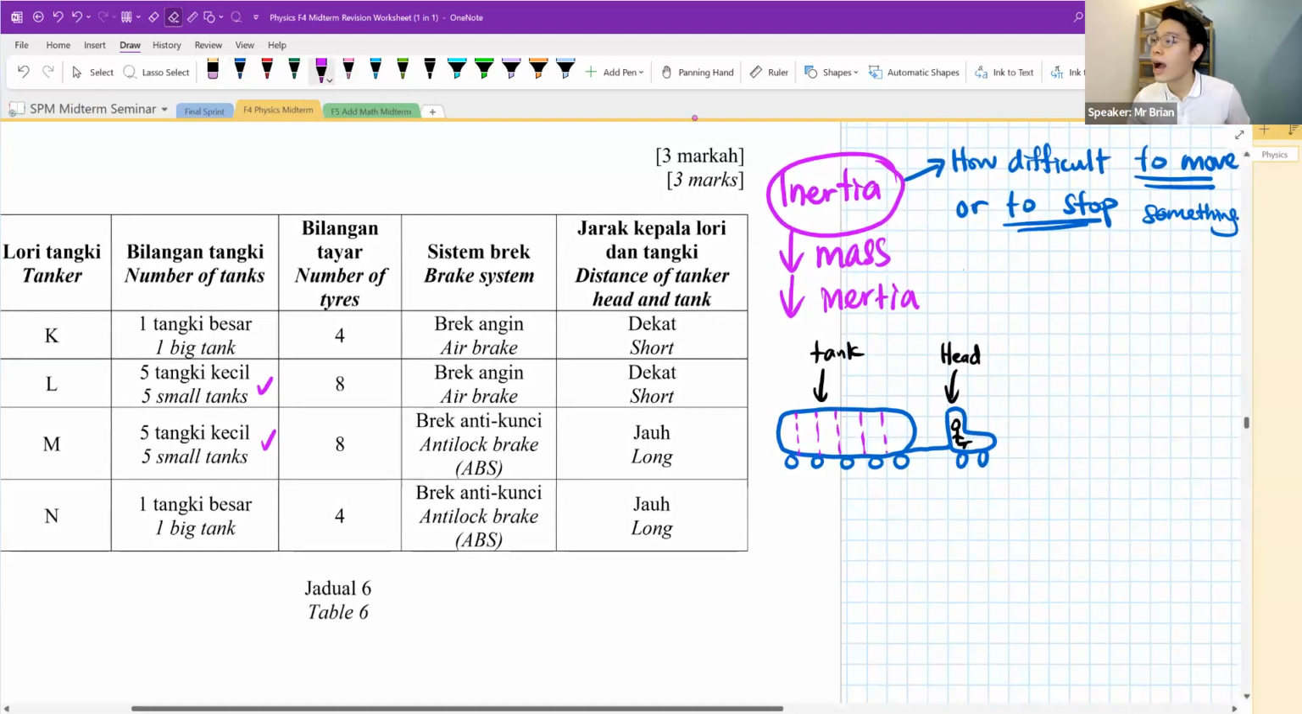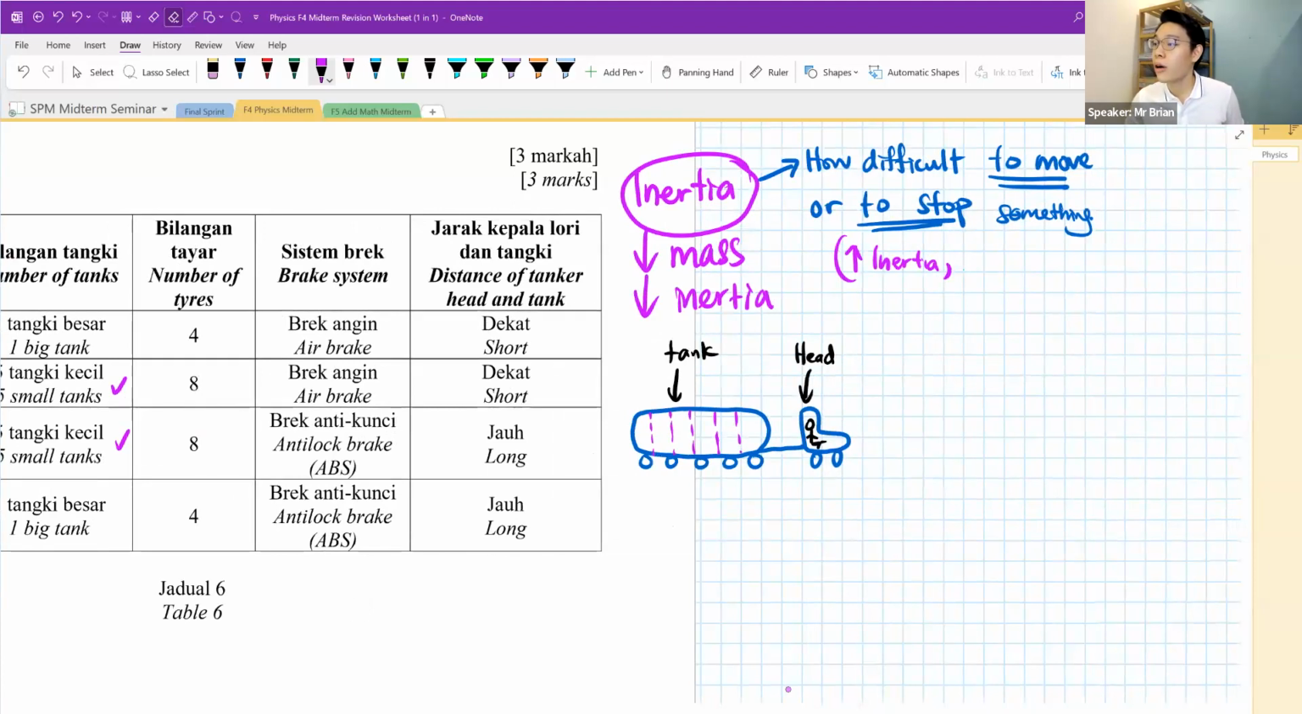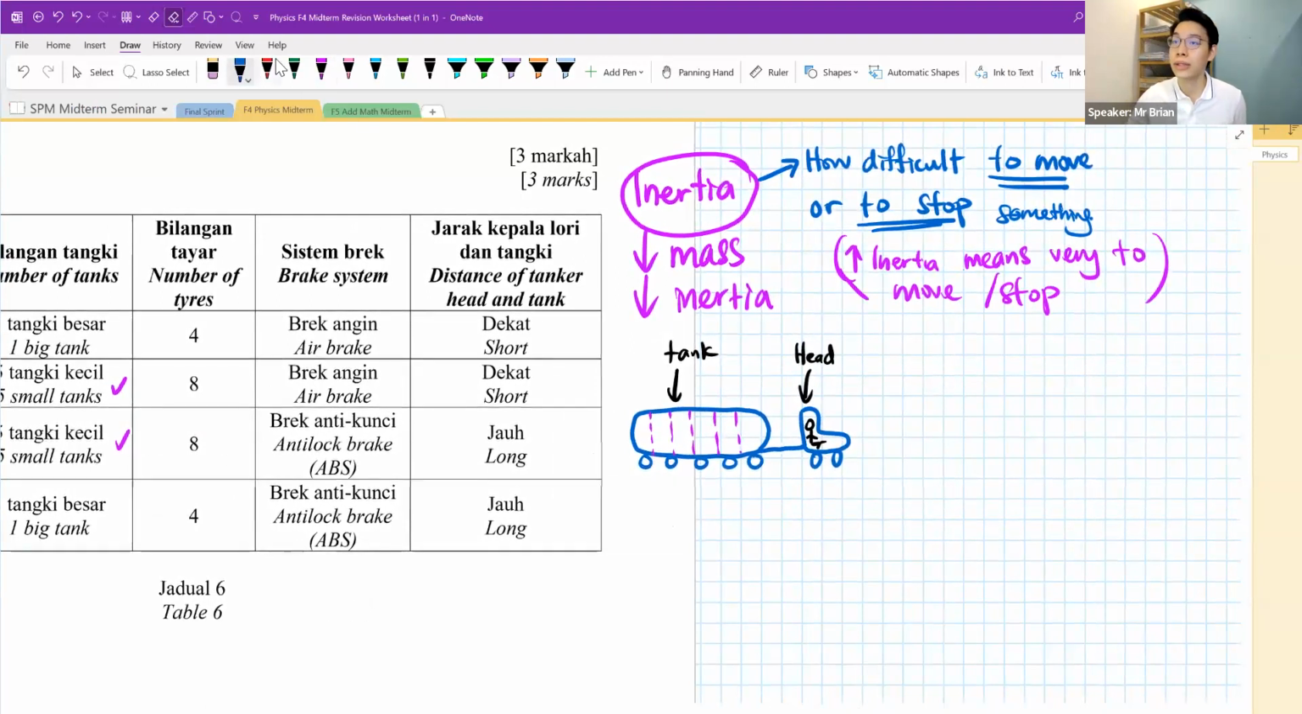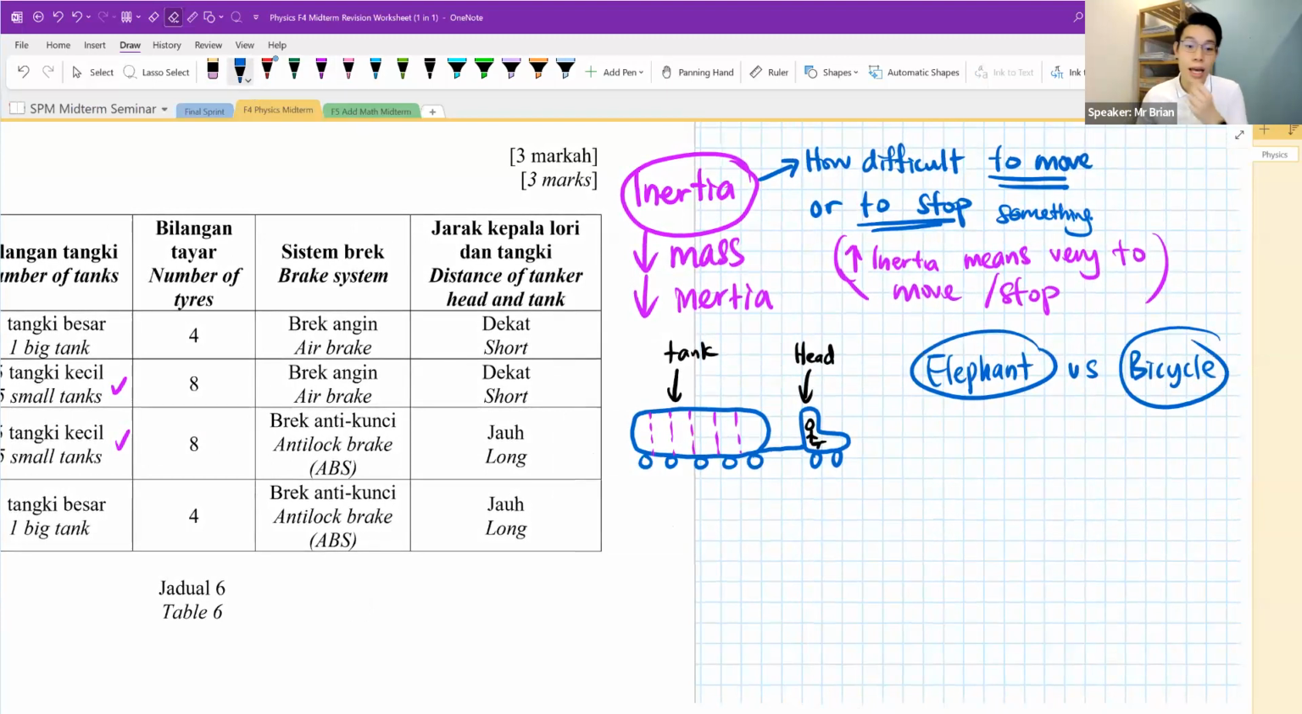Yes, or as I said in my class, it's just very stubborn. If it's high inertia, meaning this guy is very difficult to stop or to move. Let me give you a super easy example: elephant versus bicycle. Elephant has big mass. The bigger the mass, the bigger the inertia.